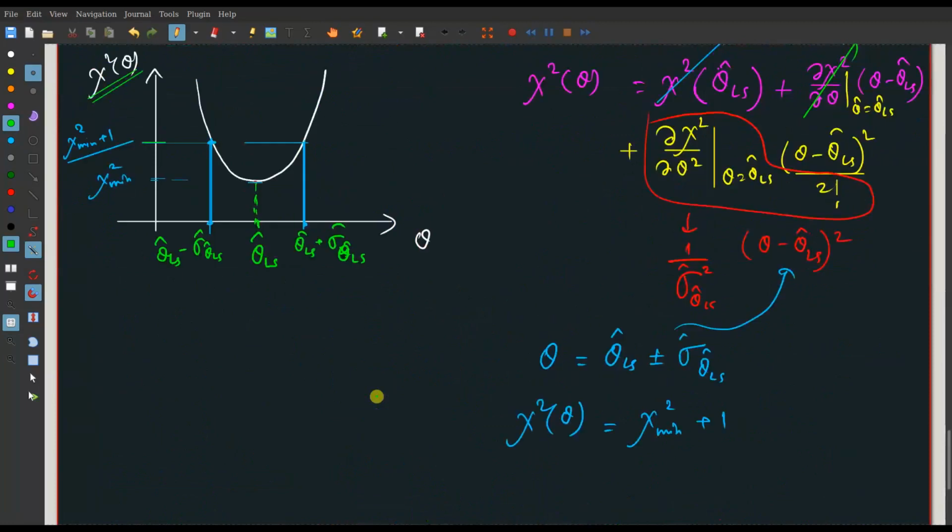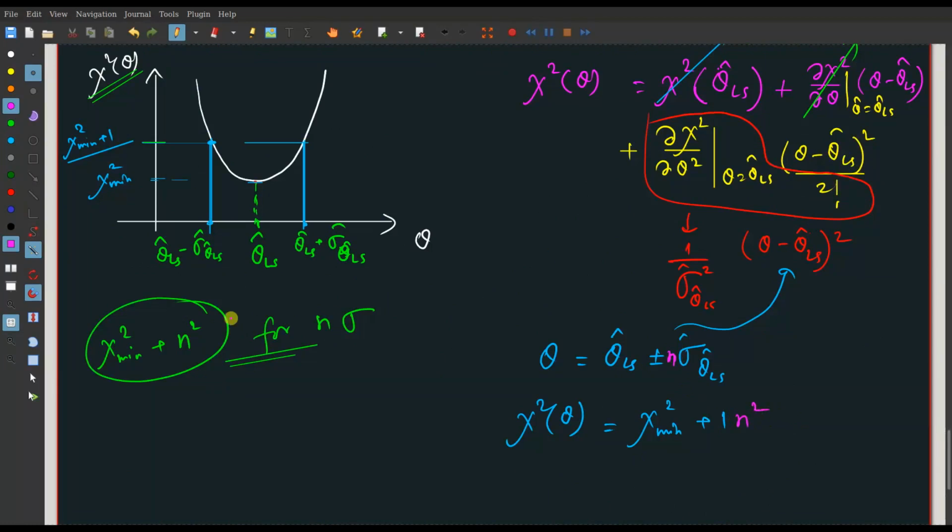Okay. And if you go to 2 sigma, then you go to chi-square mean plus 4. Basically, if you go to n sigma, the general rule is you go to chi-square mean plus n square, for n sigma. Because in this neighborhood formula, you can actually check. If instead of going 1 sigma, you are going to, let's say, n sigma, then it will be n square, because of this obvious thing.